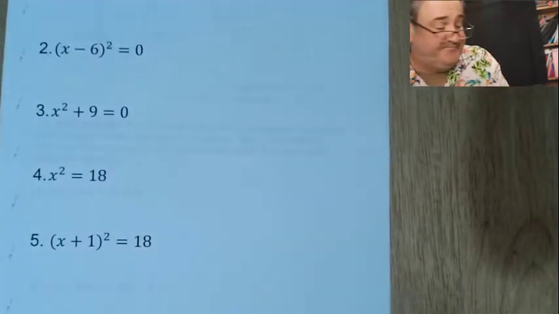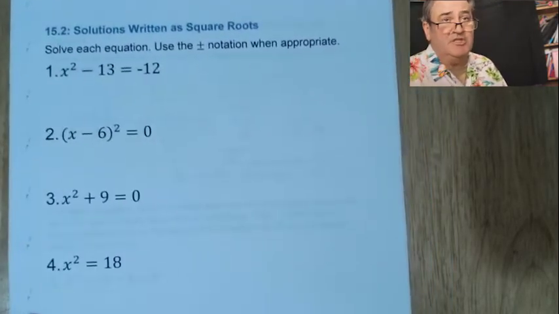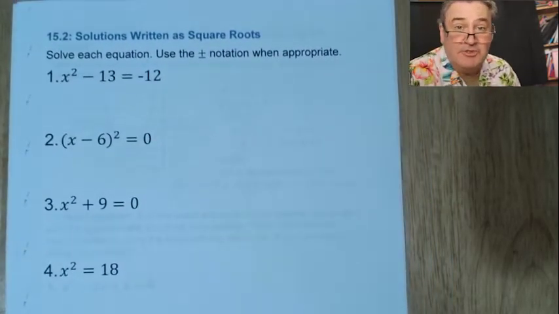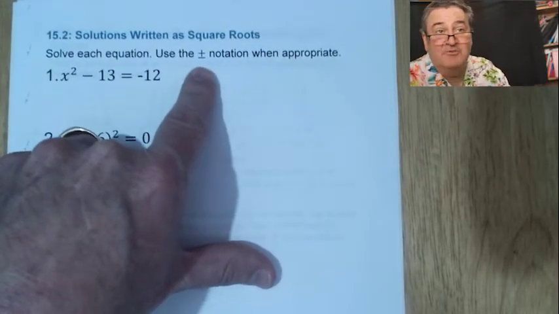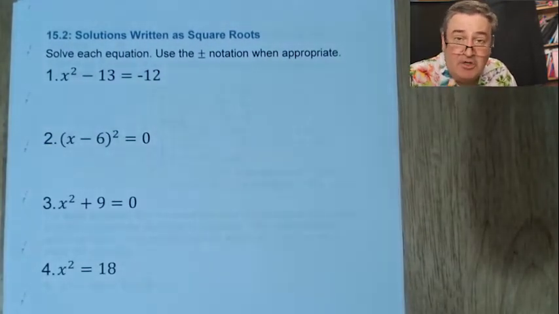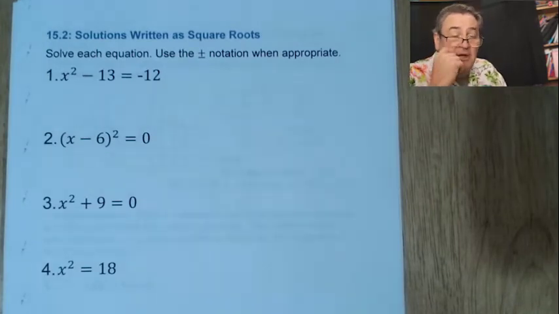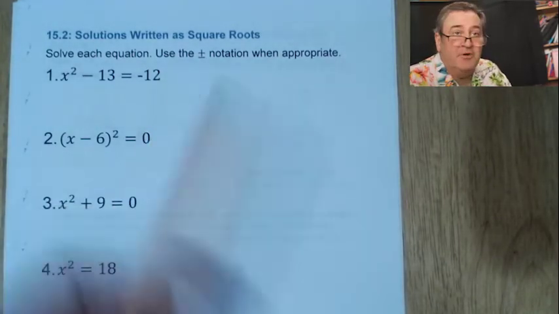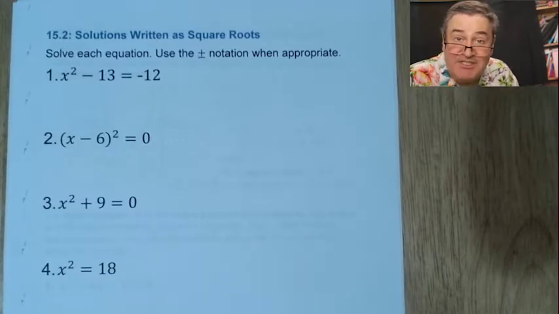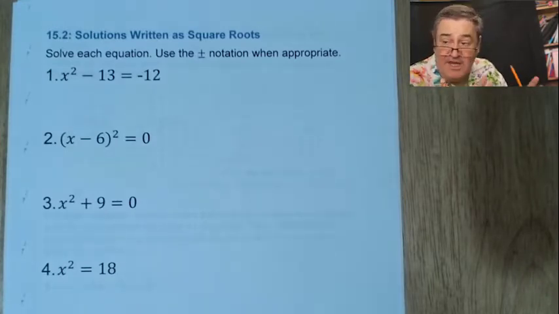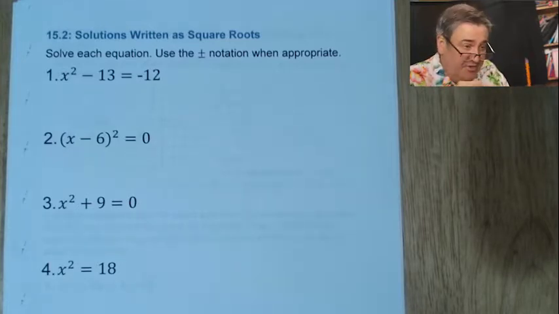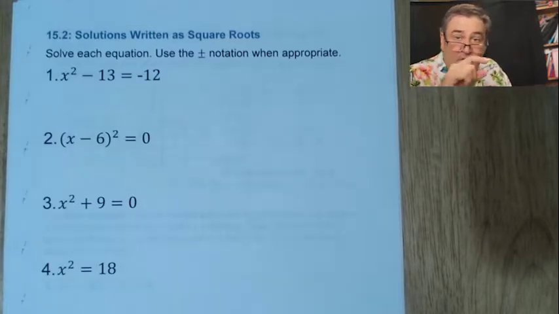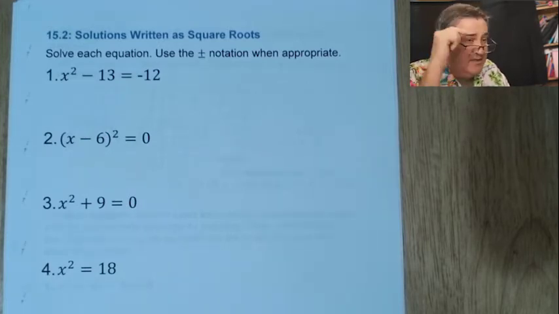All right, let's move on. Solutions written as square roots. Solve each equation and use the plus or minus notation when appropriate. Now, I will tell you, your homework starts out tonight with use this where appropriate. And that button exists. On your homework assignment, I actually put a little diagram showing you where that button is. So when you go to enter your answer, hit the little keyboard, and there is the plus minus.